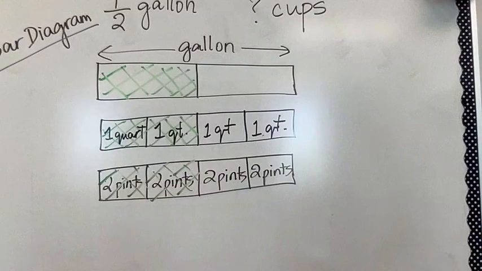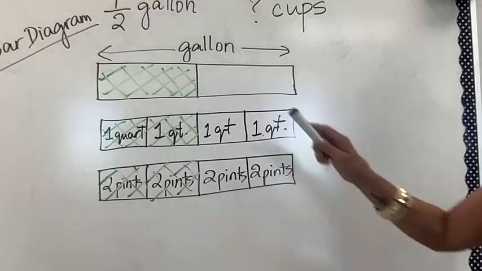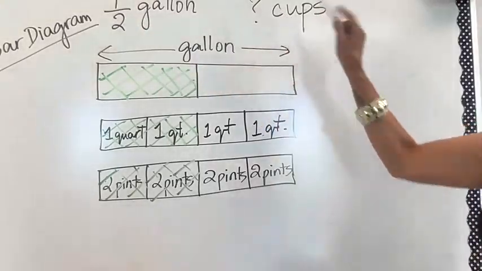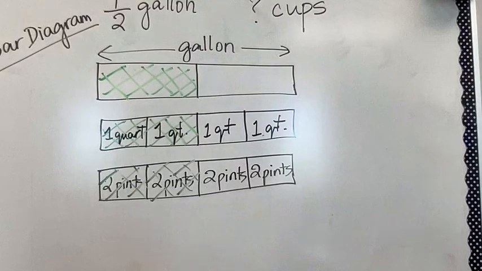Okay. So now let's look at this. For every 1 quart, there are 2 pints over here. So we've labeled each section as 2 pints. And then next, we are going to find the number of cups, because we've gone from 1/2 gallon to how many cups are there in 1/2 gallon.